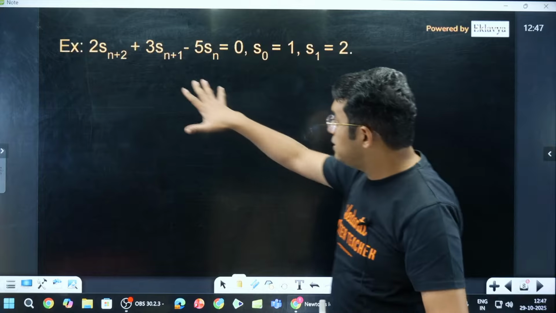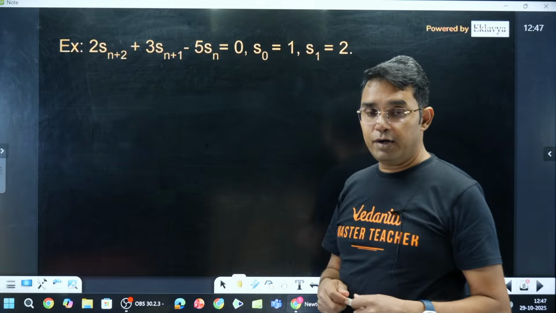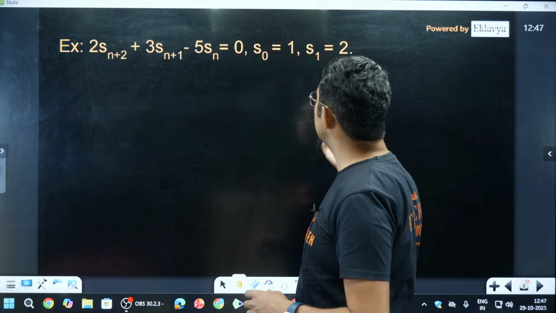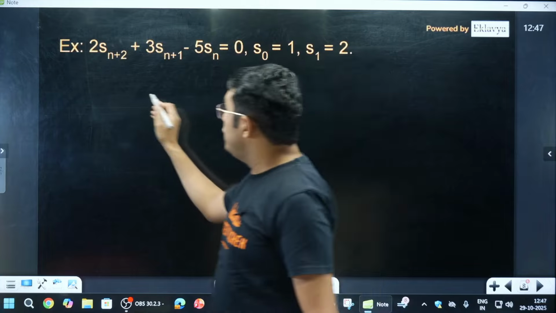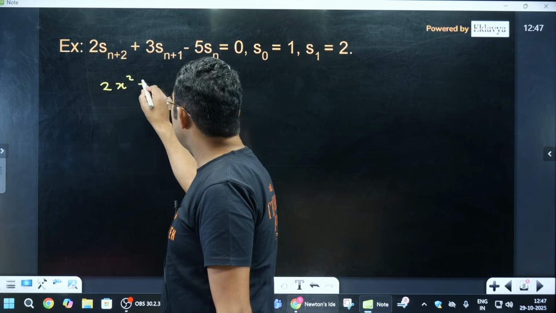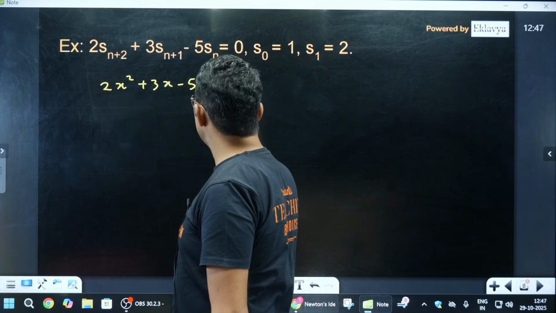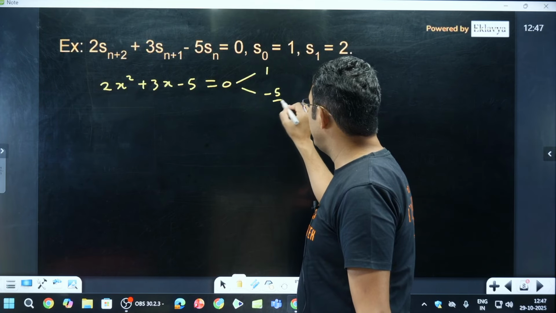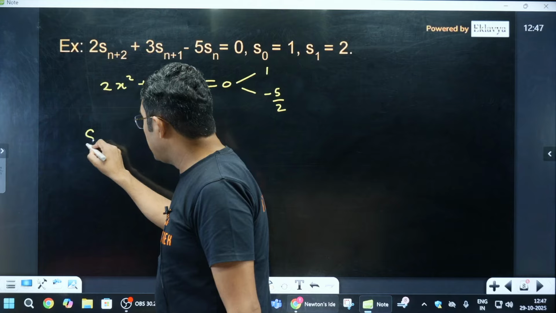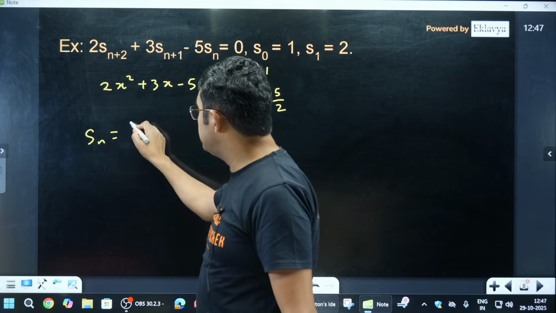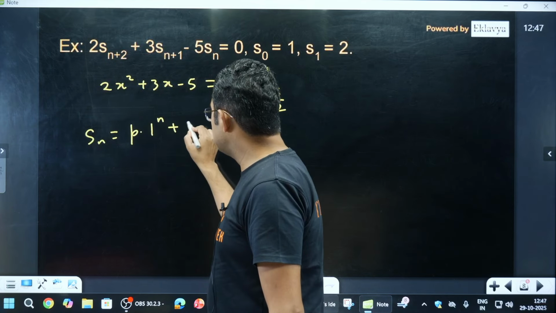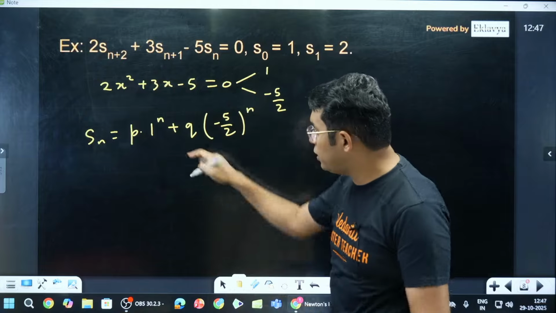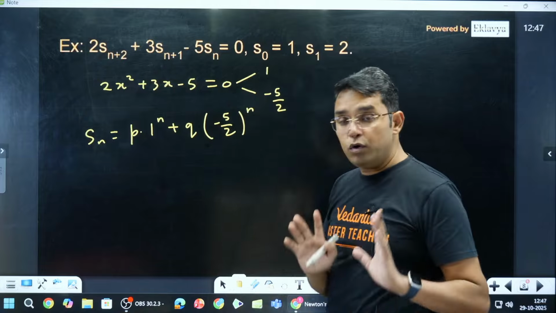So suppose this is one recurrence relation we are given: 2S(n+2) plus 3S(n+1) minus 5Sn is equal to 0, and initial values are given. Here you can see the quadratic should be 2x square plus 3x minus 5 equal to 0. Very easily we can see the roots are 1 and minus 5 by 2. So the starting point is that Sn has to be some p into 1 power n plus q into (minus 5 by 2) power n. Because now alpha and beta are known, we have put the values. Now we want to know p and q.